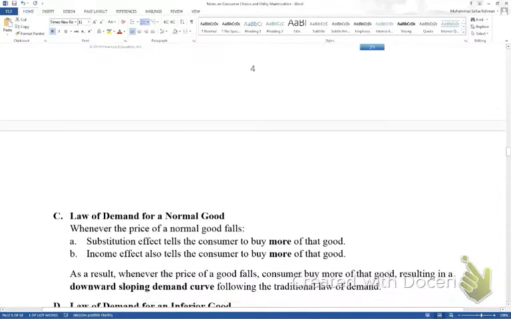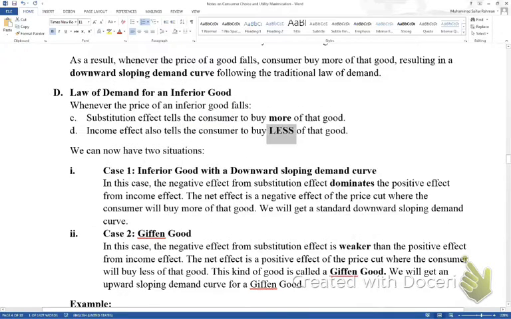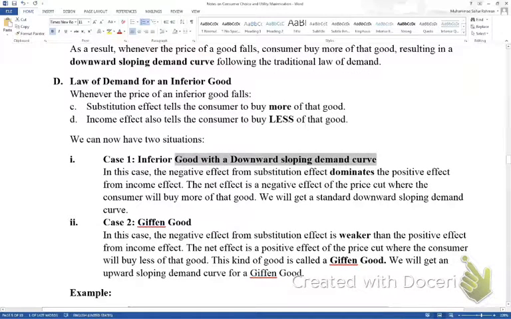The first situation could be where the demand curve for the inferior good is downward sloping. Why? Because this could be a situation where the negative effect from the substitution effect really dominates the positive effect from income effect. So the net effect is a negative effect. So negative dominates positive. So you still have negative effect from this price cut. So price goes down, the effect is negative, meaning that you buy more, so you have a downward sloping demand curve even when the good is inferior.